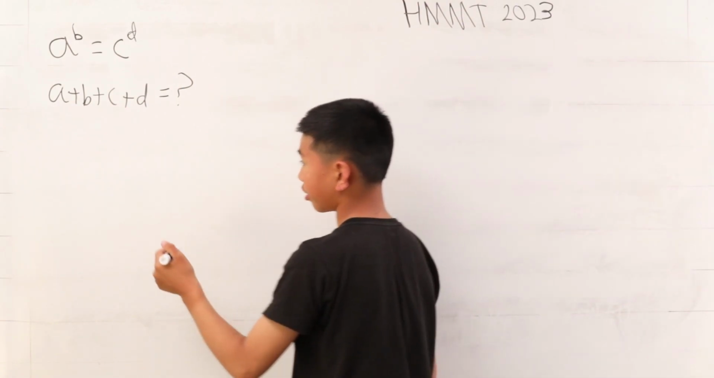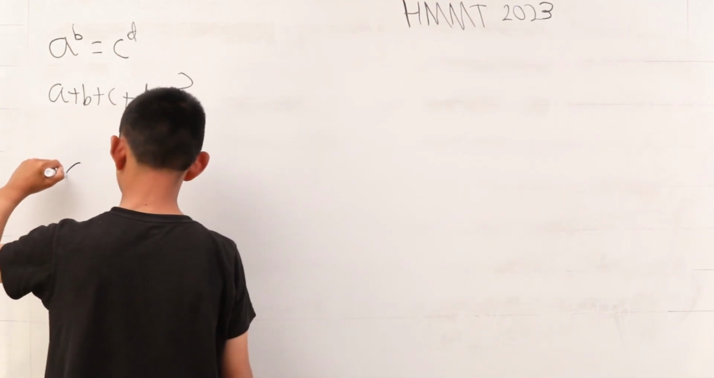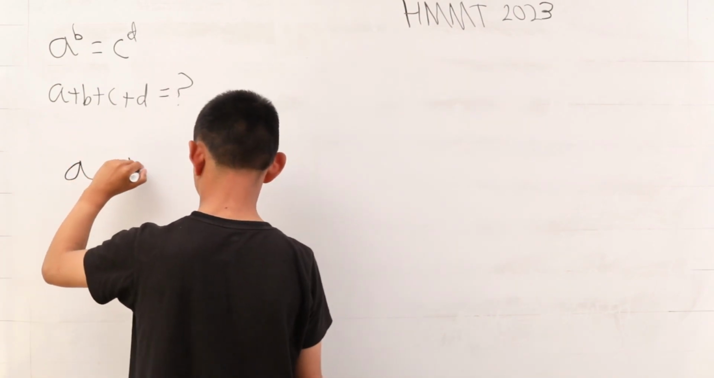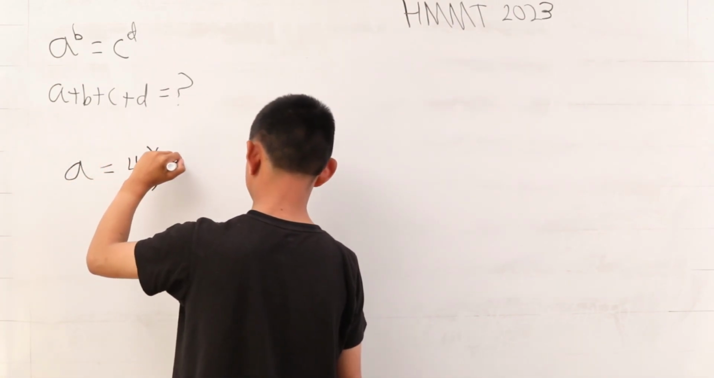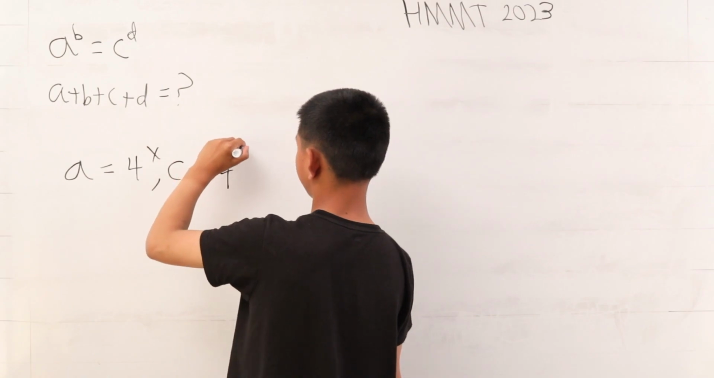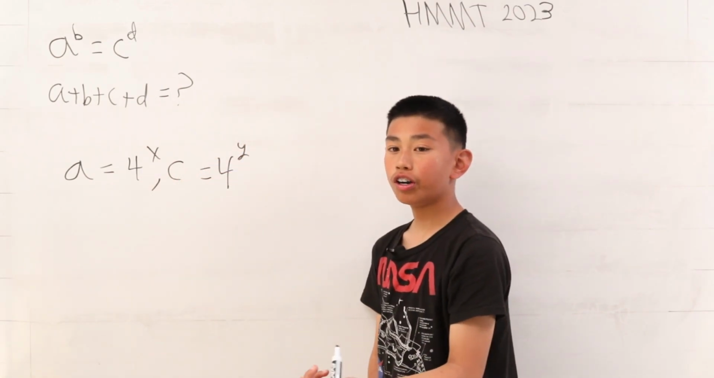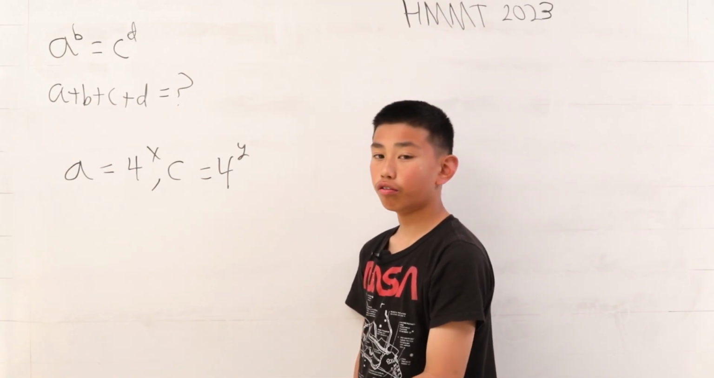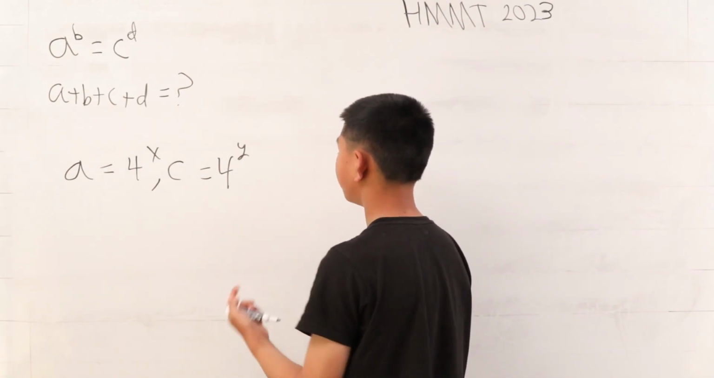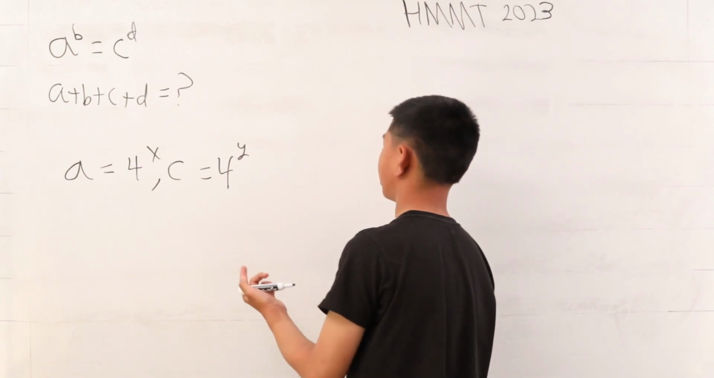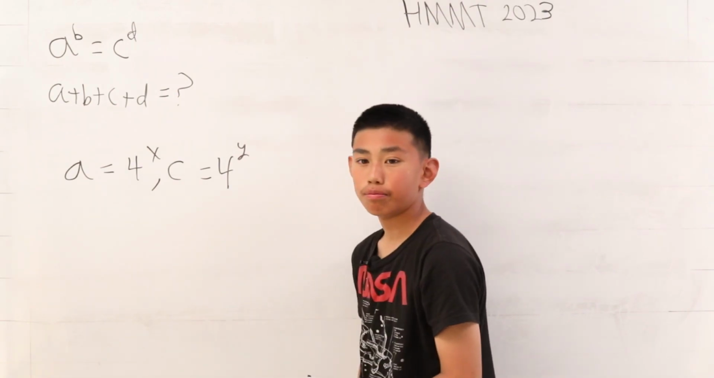Alright, so the first thing we're going to do here, we assume stuff. A is equal to 4 to the power of x. C is 4 to the power of y. Well, why 4, you ask? Well, 4 is actually a square of a prime number, which is 2. In this case, we see 1 doesn't work because 1 squared is still 1.